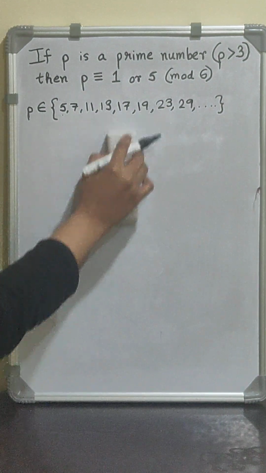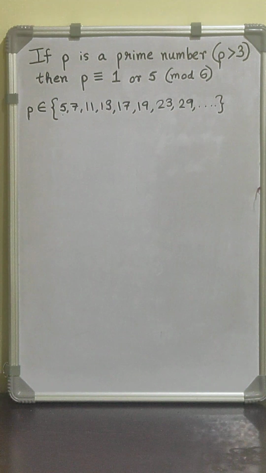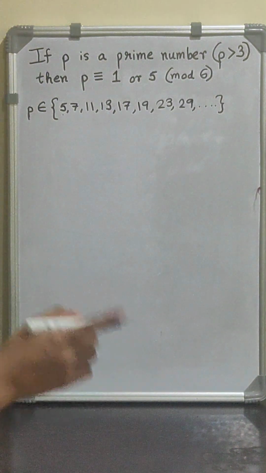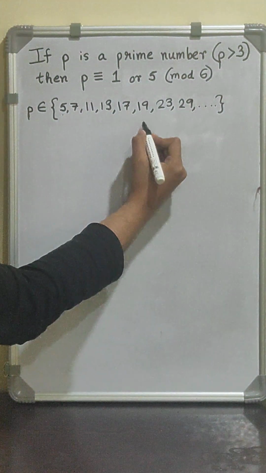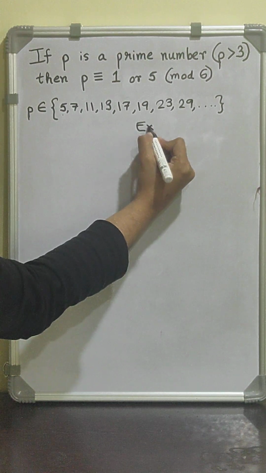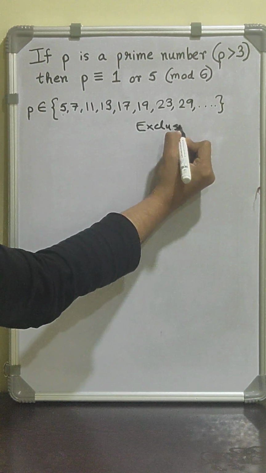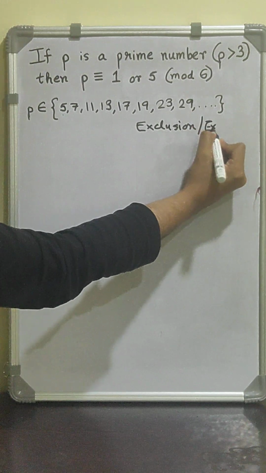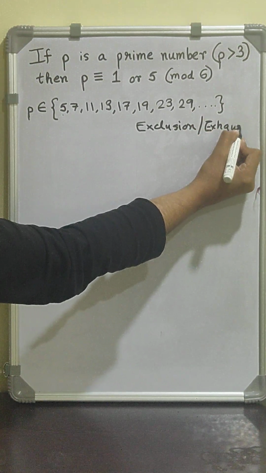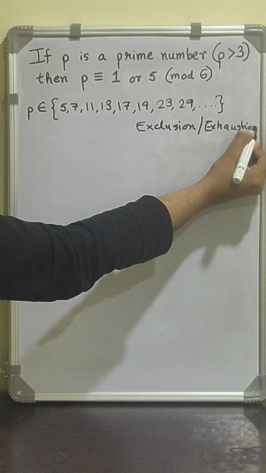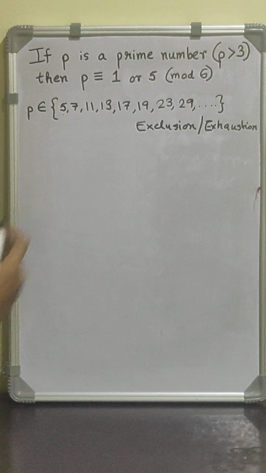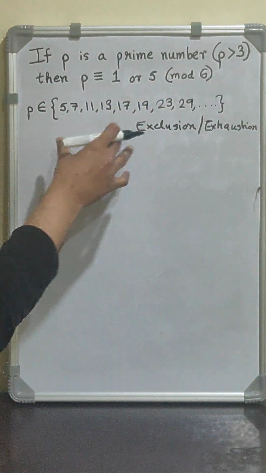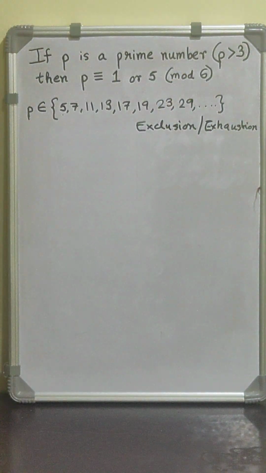And to do that, one of the elegant ways is to use something that's called exclusion or exhaustion. Exhaustion is where we exhaust all the possibilities of whatever can be a prime number.